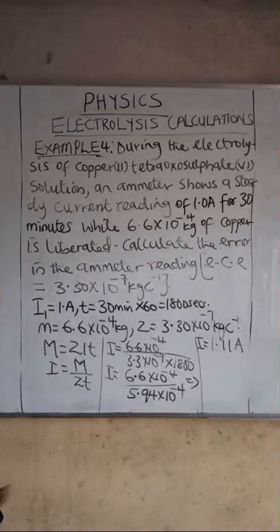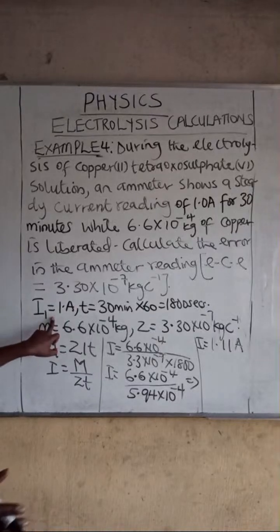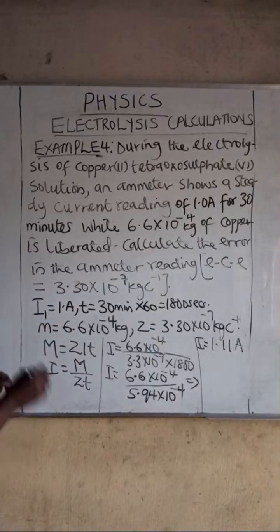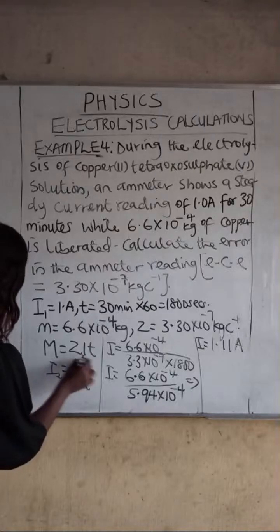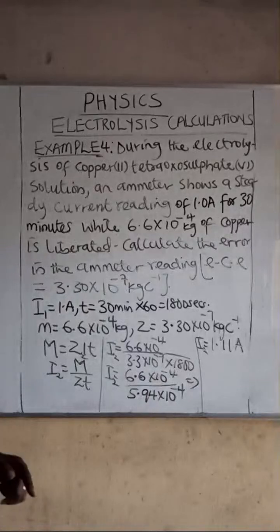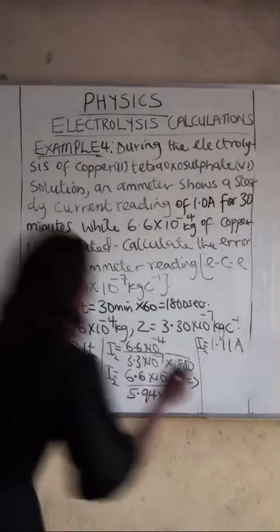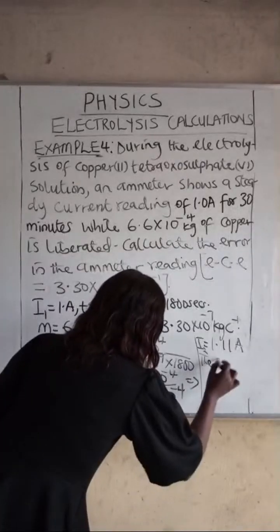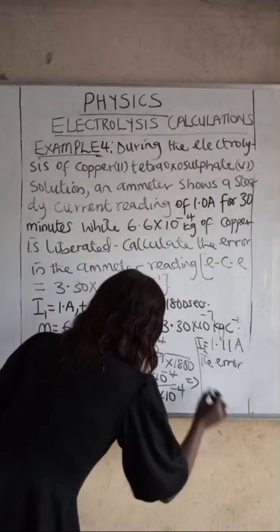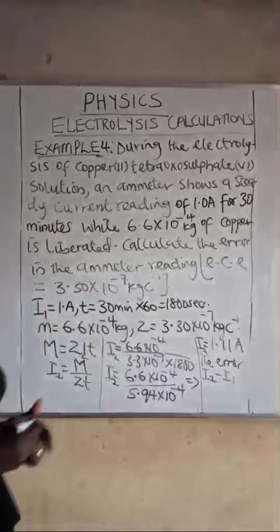What is the error? I was given the first ammeter to be 1 ampere. And I've gotten my second ammeter to be 1.11 amperes. So for me to get the error, I'm going to find the difference by saying the error is equal to I2 minus I1, right?